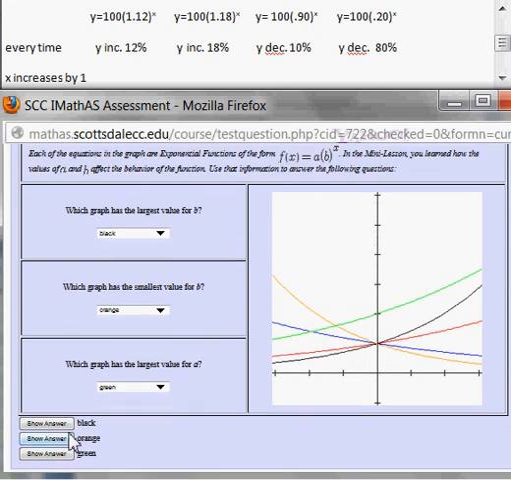Before the video started, I actually, because I'm in instructor mode, had showed the answer, and it's black, orange, and green, so these are correct.